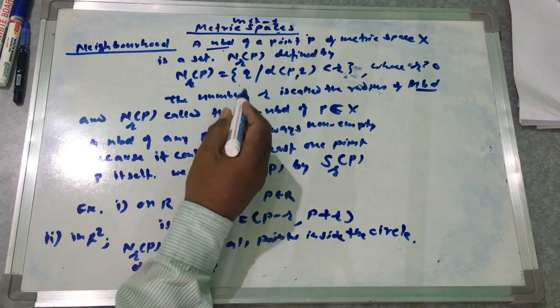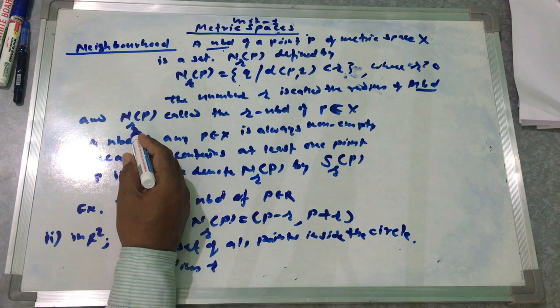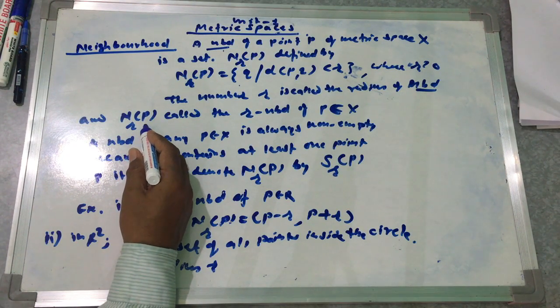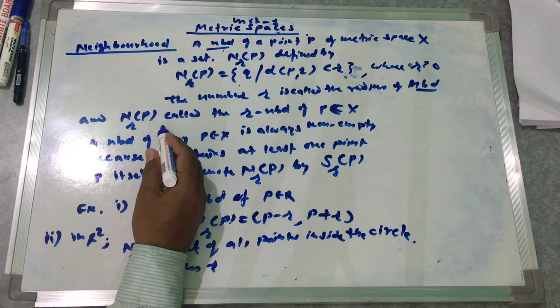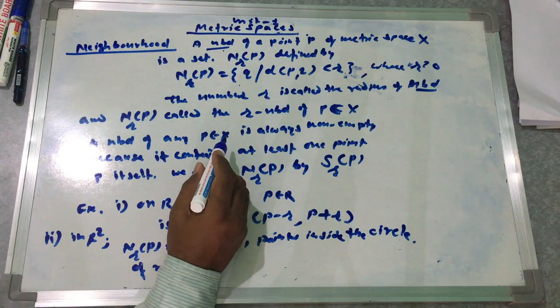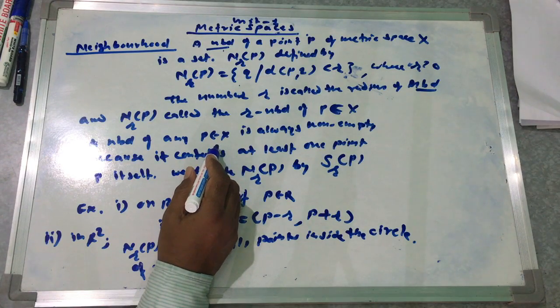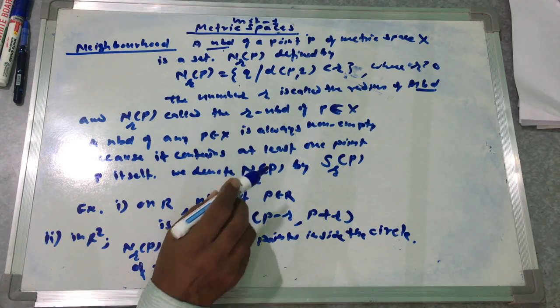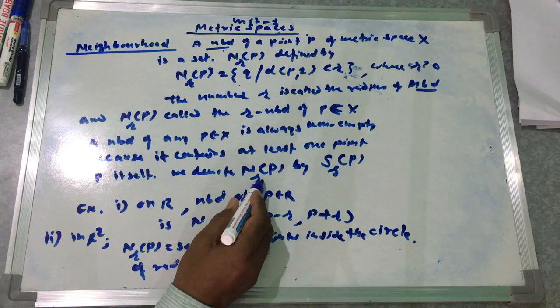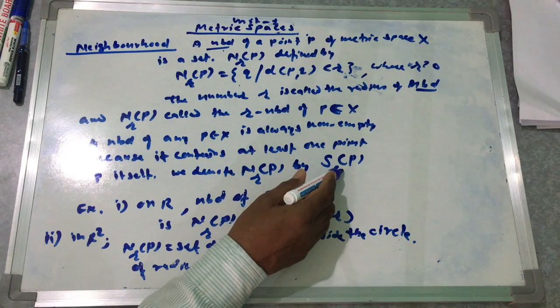The number r is called the radius of the neighborhood, and N_r(P) is called the r-neighborhood of P in X. Hence, a neighborhood of P in X is always non-empty because it contains at least one point, P itself. We denote N_r(P) by S_r(P).